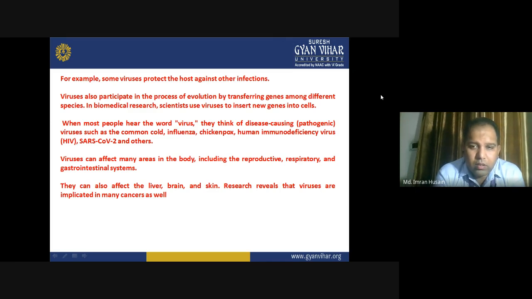Research reveals that viruses are implicated in many cancers as well. Because of that, some viruses have also been reported to be a cause of cancer in human beings.